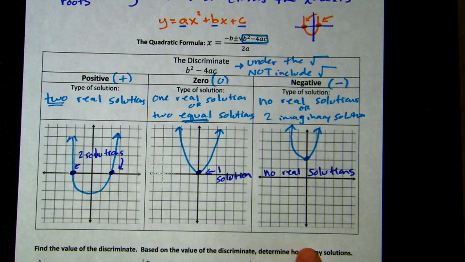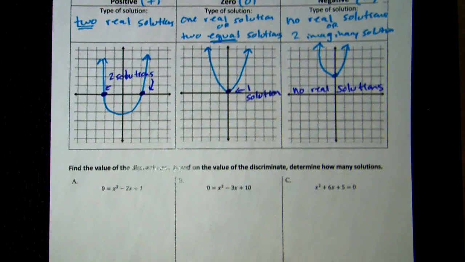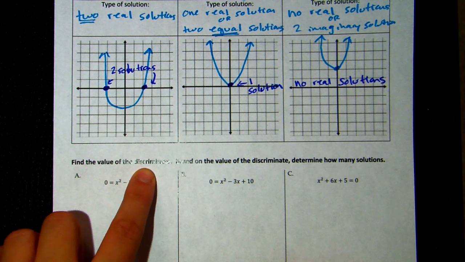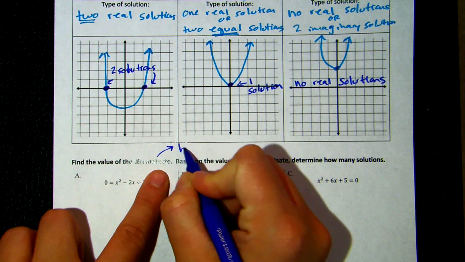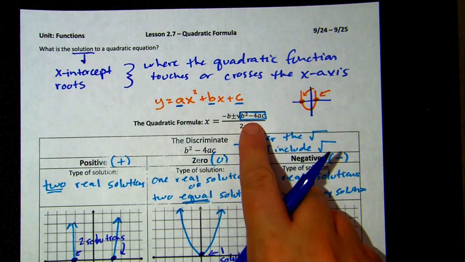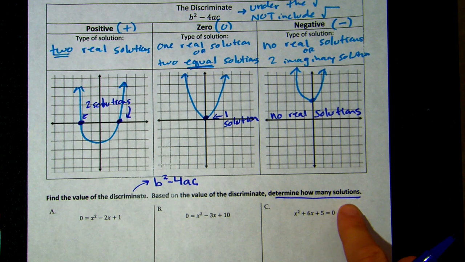Okay. Now we've seen what this looks like on a graph. Let's also see what this looks like in equations. So what the directions say here is find the value of the discriminant. Remember, the discriminant is b squared minus 4ac. It's that piece of the quadratic formula that's under the square root. And then based on the value of the discriminant, we're going to say how many solutions we have.